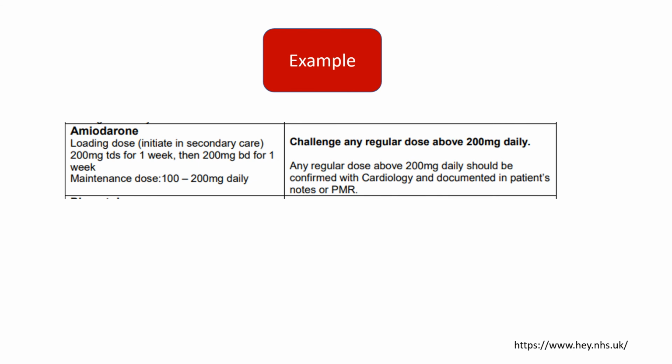Another example of loading dose and maintenance dose is the drug amiodarone. This is an anti-arrhythmic drug, so you have to give the drug quickly to save the patient. In that case, the loading dose here is 200 milligram TDS for 1 week, then 200 milligram twice daily for 1 week, and the maintenance dose, as you can see, is only 100 to 200 milligram daily.